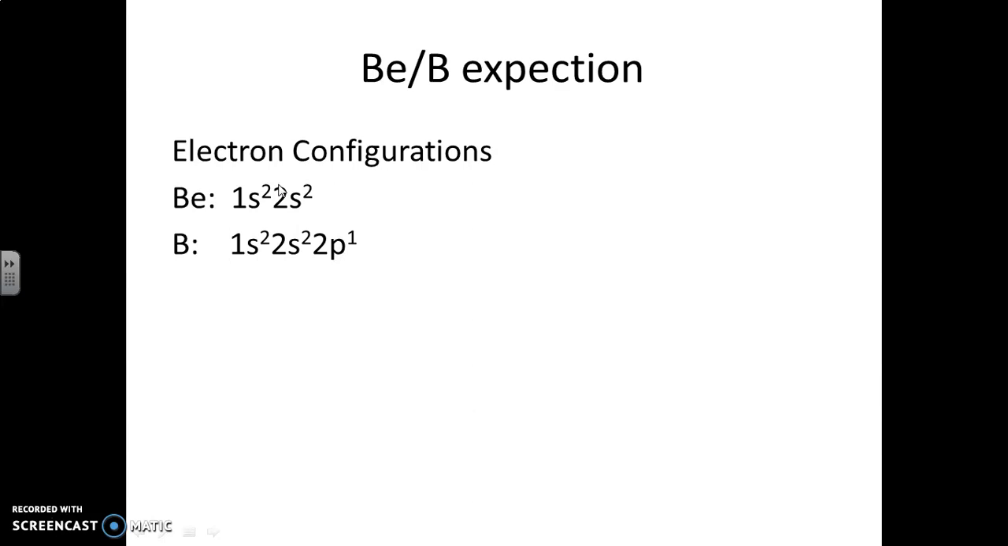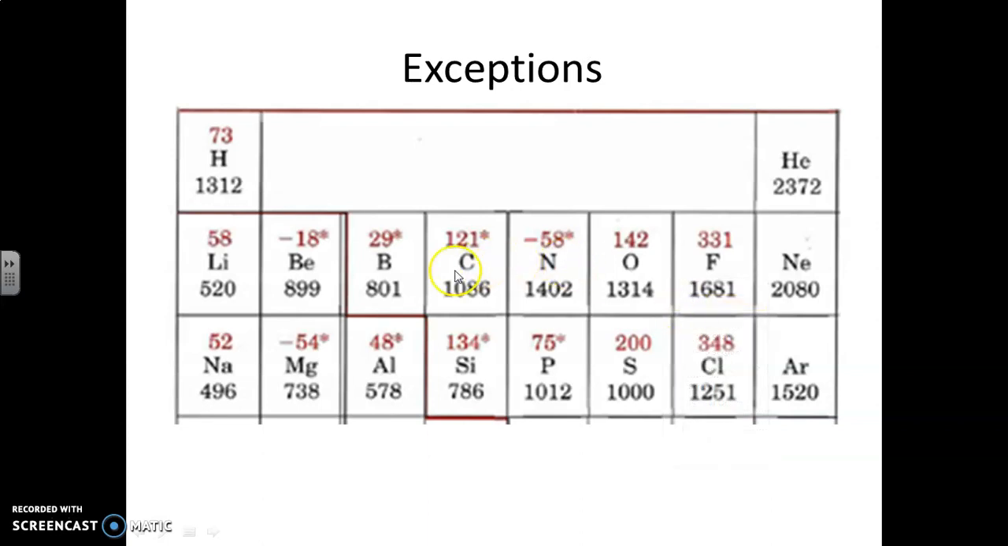And if we go back to the previous slide, you'll see that that's also true for magnesium and aluminum. Instead of being the 2s and the 2p, it's the 3s and the 3p. So that's that exception.